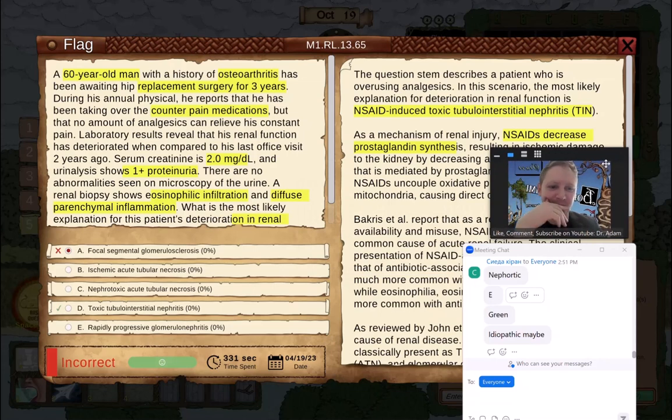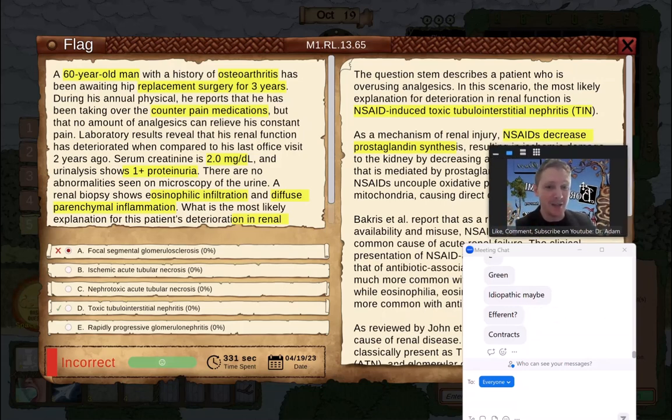Arterial supply? Efferent, okay. So are you saying it contracts or it dilates? Contracts. Okay. So I'm harping on a specific point that they didn't ask in this question, but actually the prostaglandins that NSAIDs block would otherwise dilate the afferent. And E for efferent is E for exit.